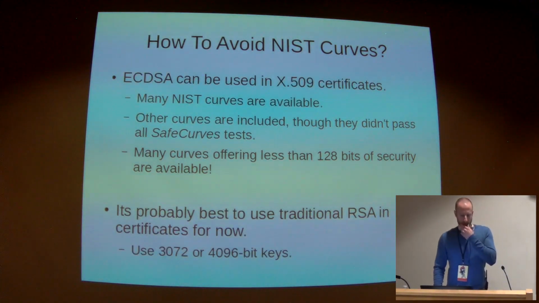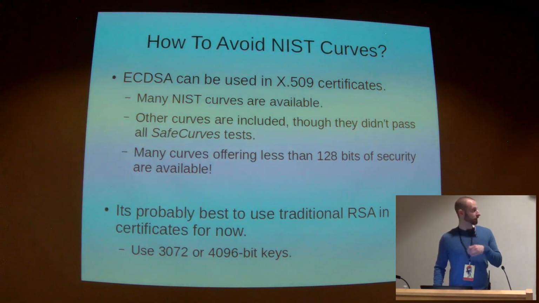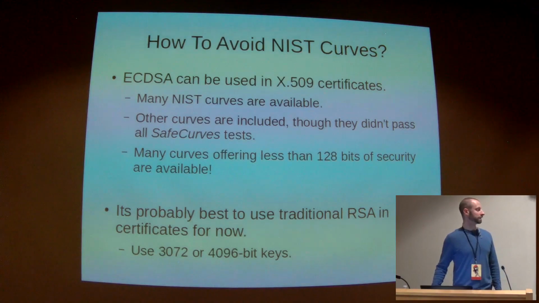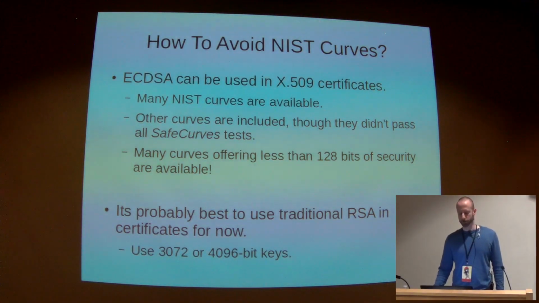Now you can use ECDSA and X509 certificates. You've got quite a bit of curves to choose from when you generate them. But a lot of them didn't pass that SafeCurves test, and a lot of them even offer less security than 128 bits, so there don't seem to be good choices there. So for now, in terms of X509s, you probably want to just stick with traditional RSA, so 3072 or 4096 bit keys.